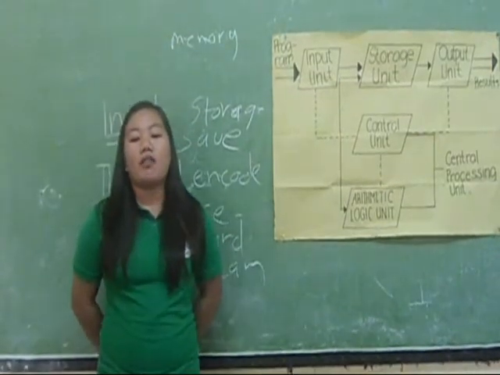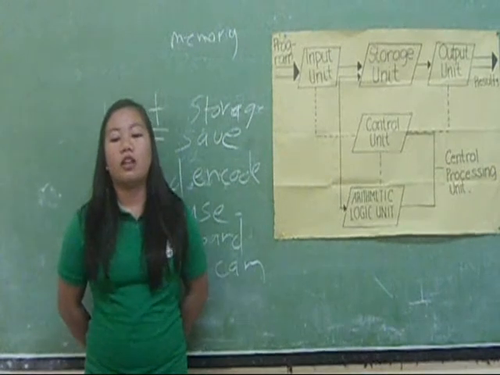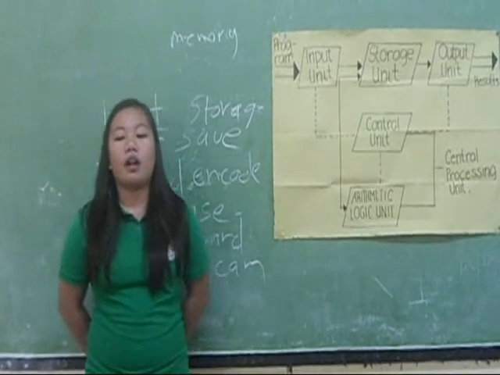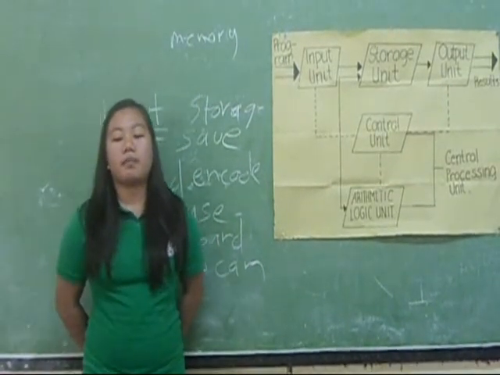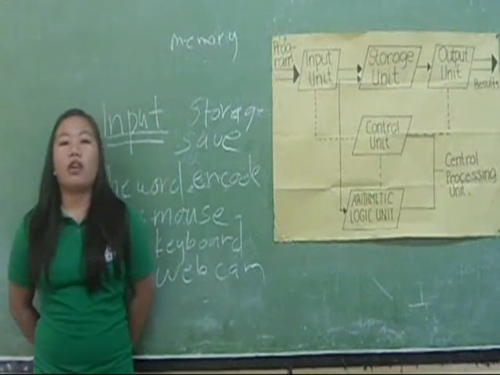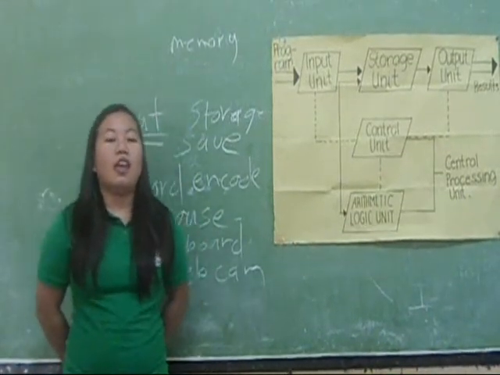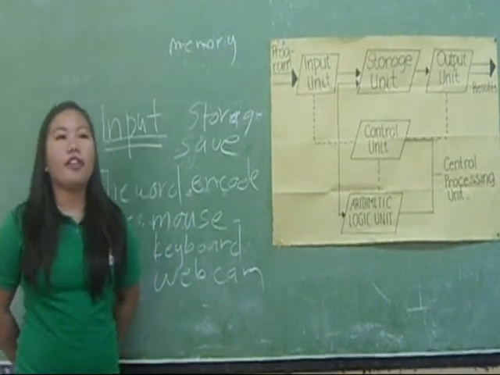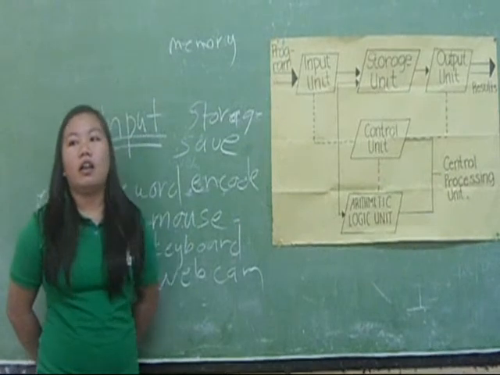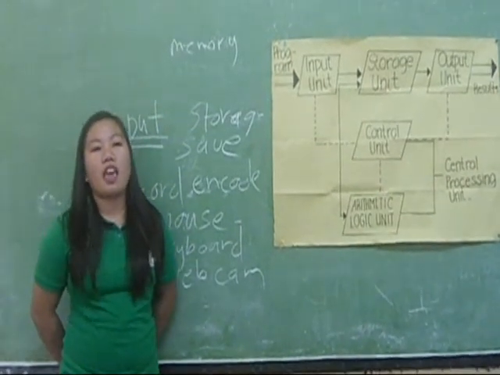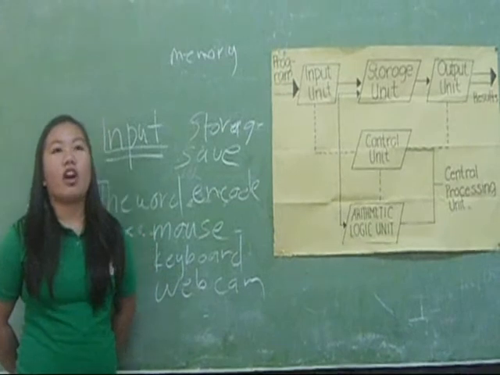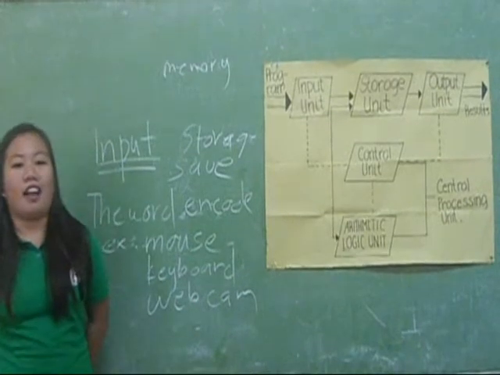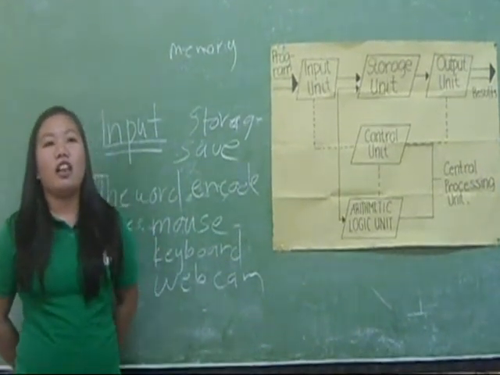Output results from data for getting useful information. Similarly, the output produced by the computer after processing must also be kept somewhere inside the computer for further processing. Examples of output are the monitor, speaker, headset, projector, printer, etc.